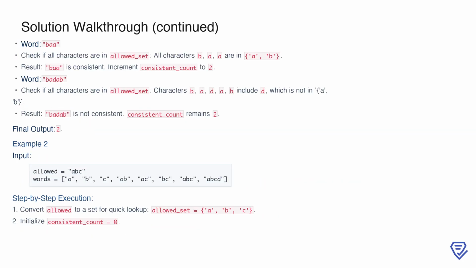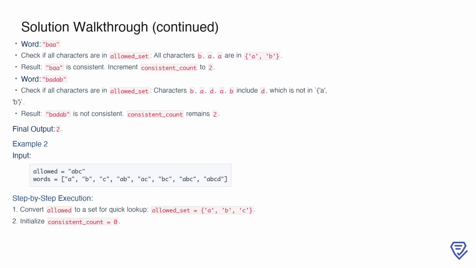Next, we process the word ba. All of its characters b and a are found in allowed_set, so it is a consistent string. We increment consistent_count to 2. Then we check the word badab. While b and a are in the allowed_set, the character d is not. This makes badab inconsistent, so consistent_count remains at 2. After processing all the words, the final output for this example is 2.